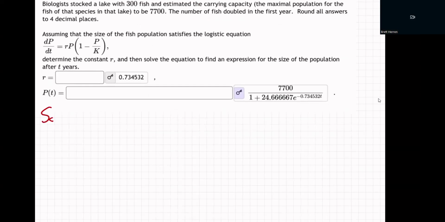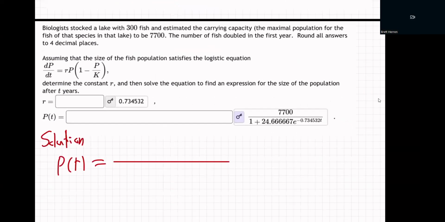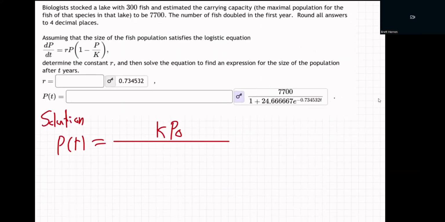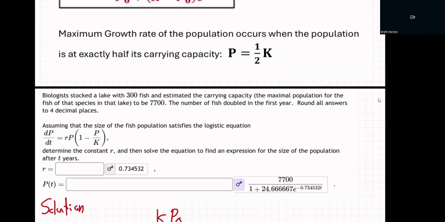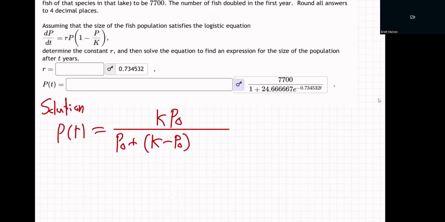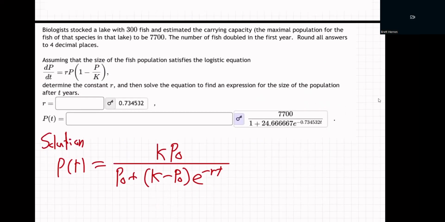Okay, so the solution is P of t equals, and what is it? It's K P0 over P0 plus K minus P0 times e to the minus r t. Okay, so there's the solution. We just have to identify the different things involved.